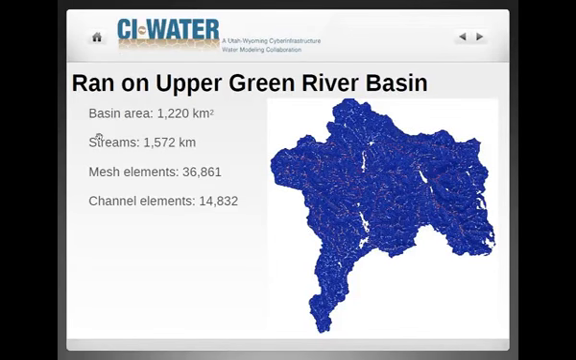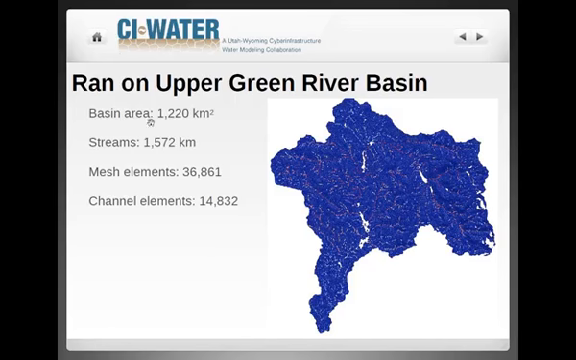So the runs that we've done on the Upper Green River Basin, now this includes Fontenelle, doesn't it? Yes, it does. Fontenelle Reservoir is this one right here. And there are some other reservoirs up here. Now, there are glaciers in this area. These water bodies up here are actually glaciers or glacier-fed lakes.